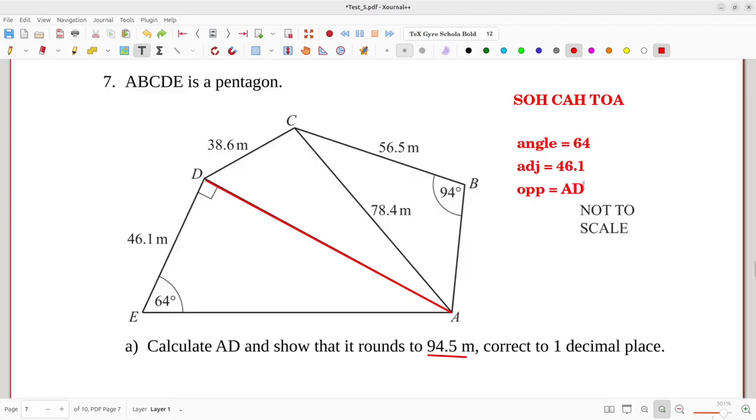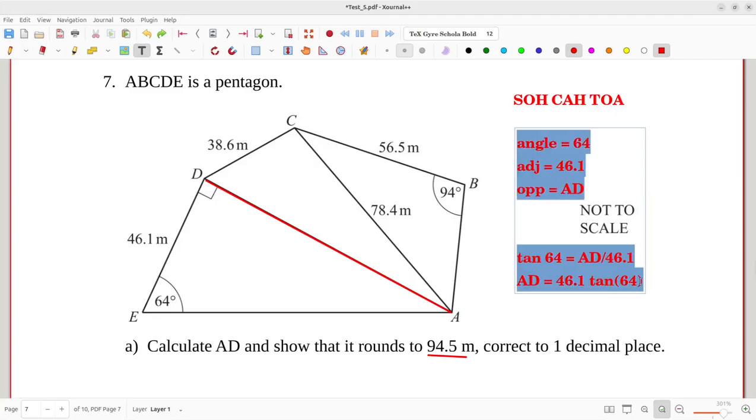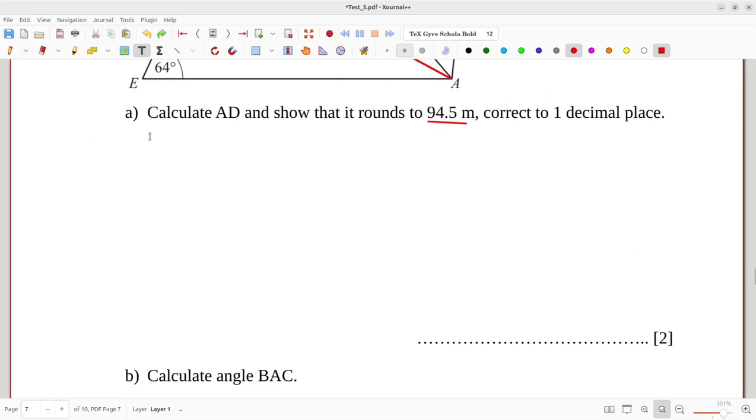So using tan, put it down here: tan 64 is equal to the opposite, 80, over the adjacent, 46.1. And then from there, multiplying by 46.1 on both sides, you are going to get that your 80 is equal to 46.1 tan 64. Now let's take this to our calculator. Maybe let's put it here first.